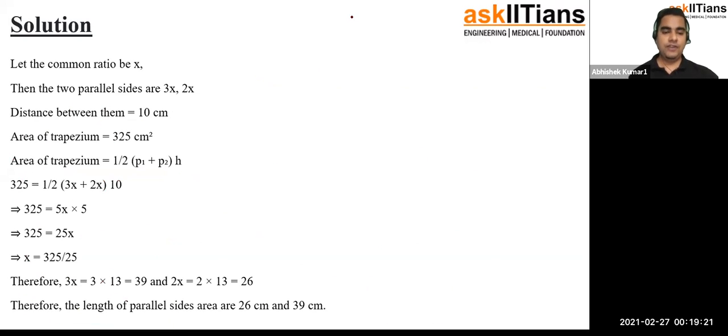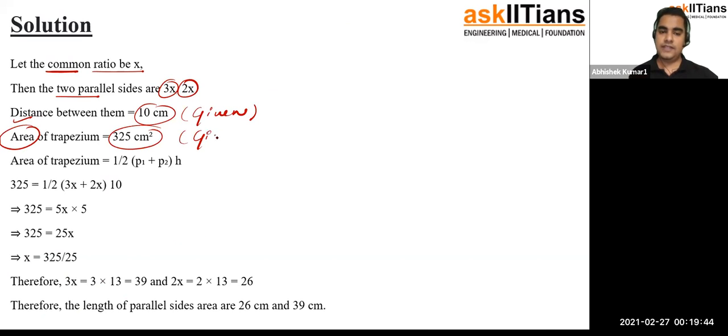So here they have given this solution for your reference. What they did is they assumed the common ratio to be x. So if the common ratio is x, then you can assume the lengths of the parallel sides to be 3x and 2x centimeter respectively. And the distance between them is already provided in the problem, that is 10 centimeter. And the area is also given to us, which is equal to 325 centimeter square. So we know the formula for the area of a trapezium, that is half into sum of parallel sides into height.